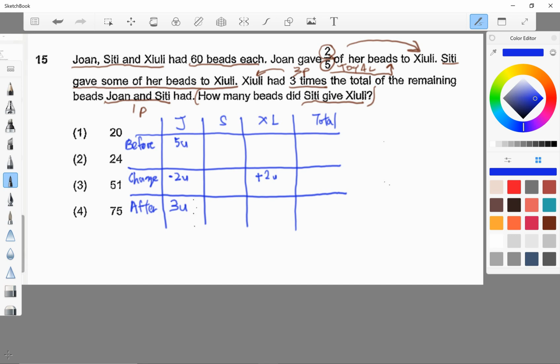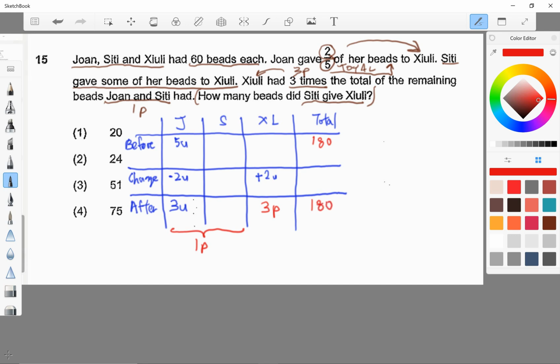And they say that Siu Li is 3 times the total of the remaining bits Joan and Siti had. This will actually mean that in the end, Siu Li is 3 parts. Joan and Siti adds up to 1 part. And what I like about a question like this, given that Joan, Siti and Siu Li, they all had 60 bits at first, this would mean that the total at the start is 180. And because of all the internal transfer that happened between the 3 girls, in the end, it is still going to be 180 total bits amongst the 3 girls.